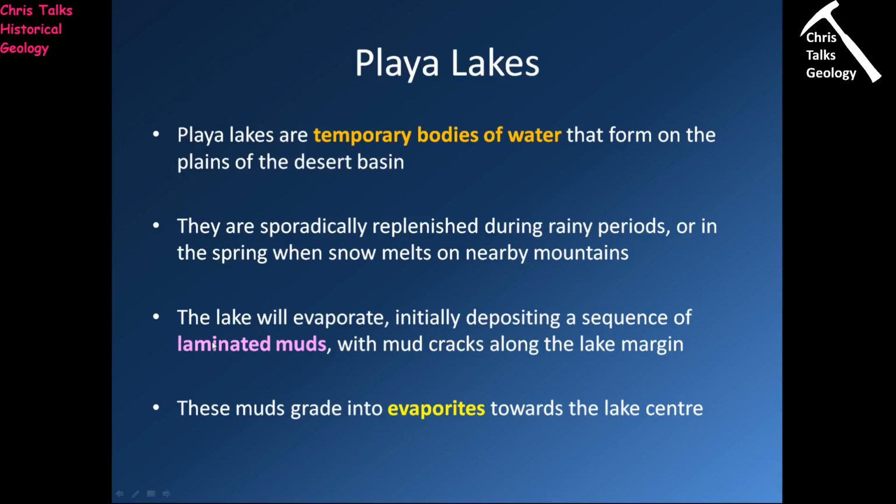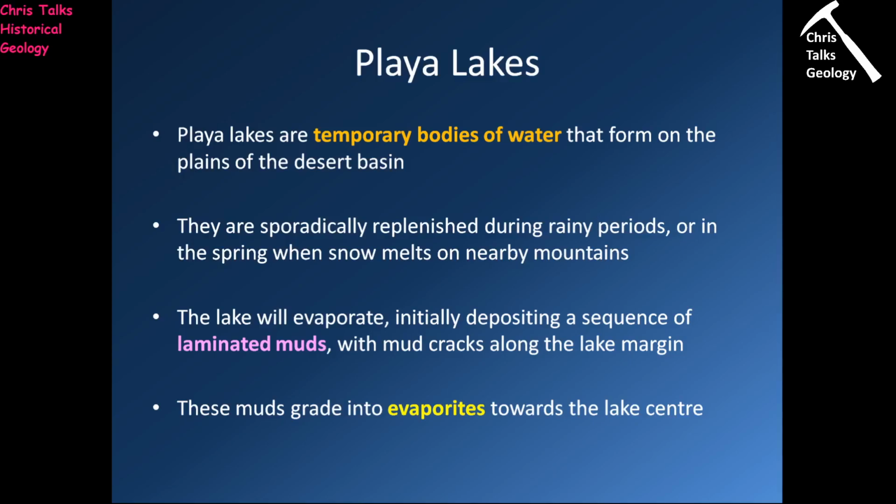laminated muds. So the water enters our lake. The water obviously then comes to a stop. That means any fine sediment in our lake water will then be deposited. So we get clays and silts being dropped, so that forms a laminated mudstone.